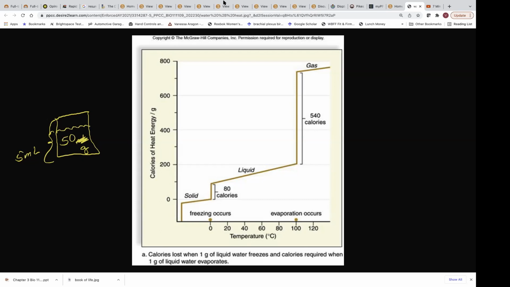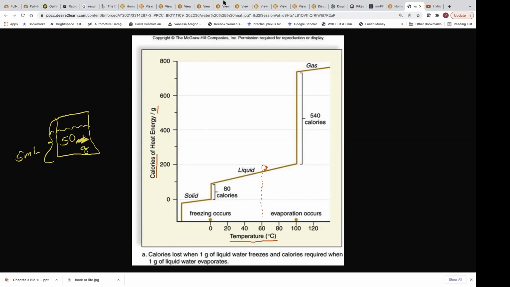You can see here, this is temperature in degrees Celsius, and this is how many calories. Calories is going to be the measurement of heat, because we need to put a value to it per gram of water. So, calories of heat energy per gram of water. I'm going to start here at 60 just because everything else is in my way. To go from 60 to 61 degrees Celsius, you input 1 calorie of energy per 1 gram of water.